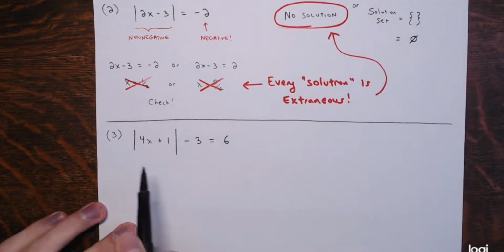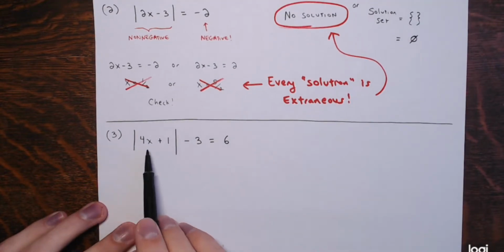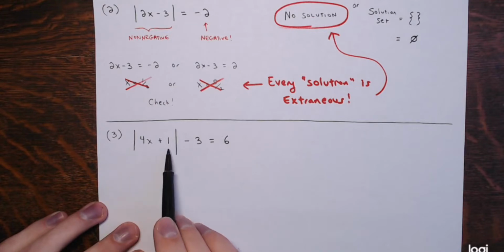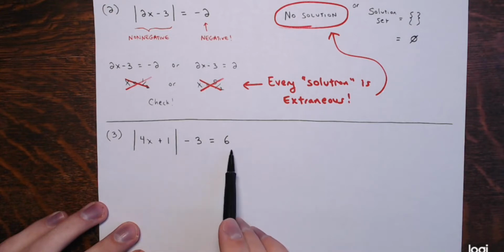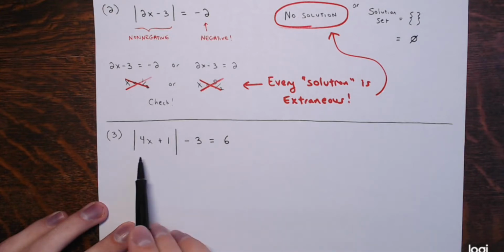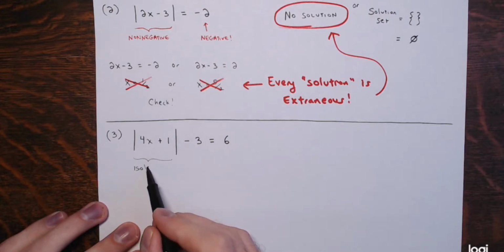All right, so example 3. Again, I got the absolute value of 4x plus 1, and then after that, minus 3 equals 6. So first I'm going to add 3. We want to isolate the absolute value, get the absolute value all by itself.